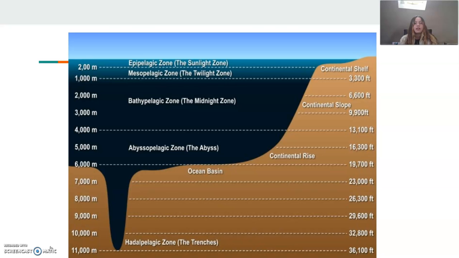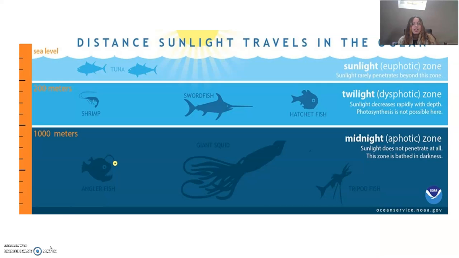So here's a graphic of the different ocean zones. So the first zone is the sunlight zone, then the twilight zone, midnight zone, the abyss, and the trenches. So the last zone, the 5th layer of the ocean, the trenches, goes as far down as 36,000 feet. So as you can see here, the sunlight decreases rapidly as you go down the zones.